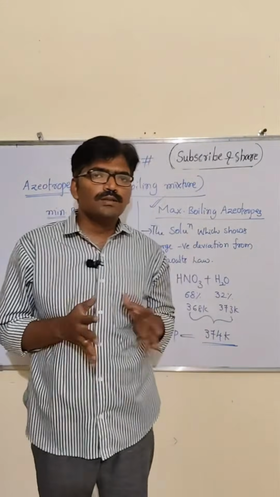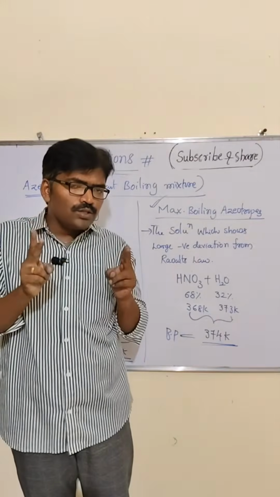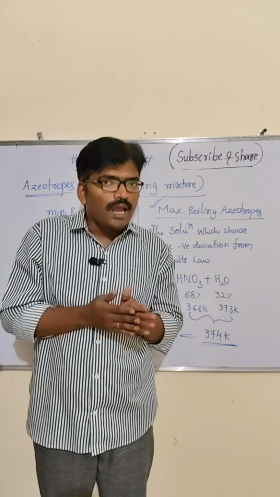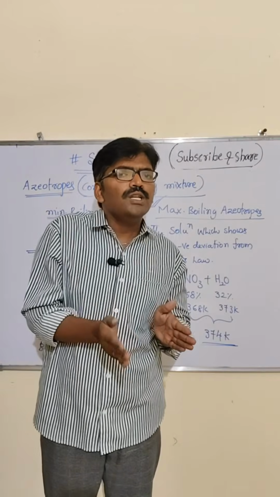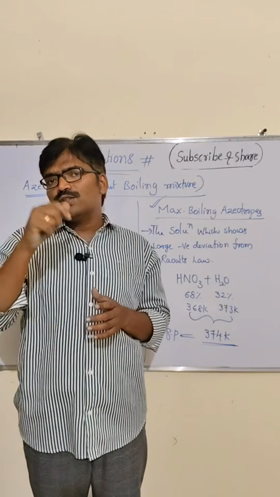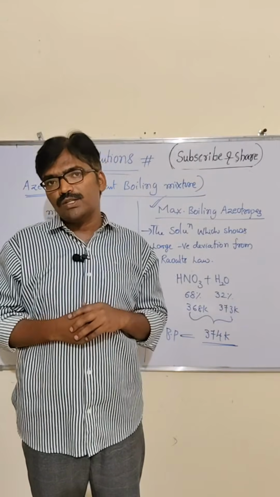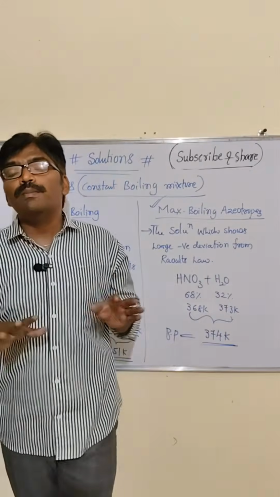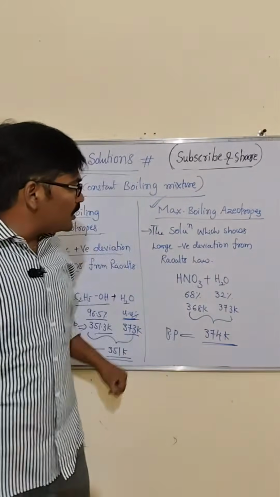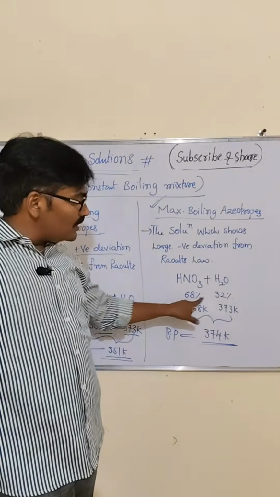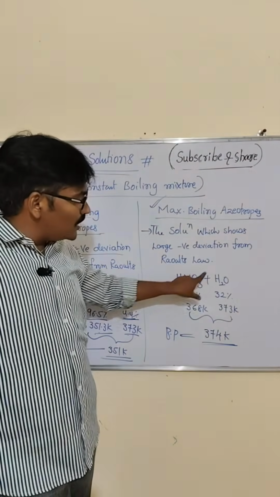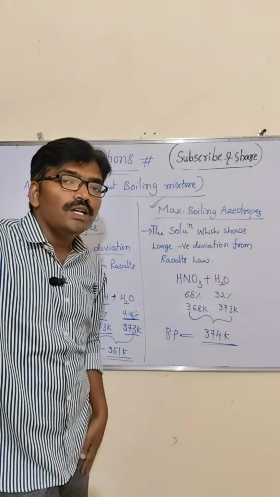The solutions in the liquid, the solutions having two or more components having same composition in the liquid phase as well as in the vapor phase, such type of mixtures we are calling azeotropic mixtures. So azeotropic mixtures must contain the specific composition. That is what we mentioned, the percentages of both. So HNO3 68%, H2O 32% undali.